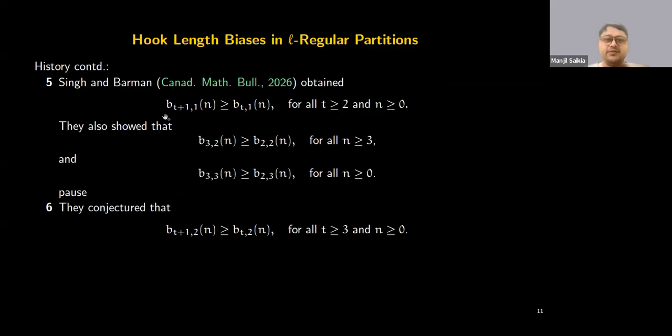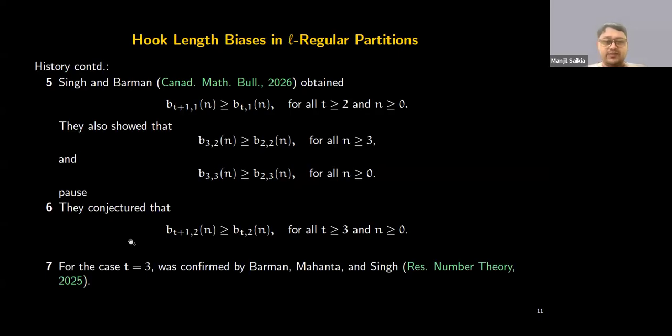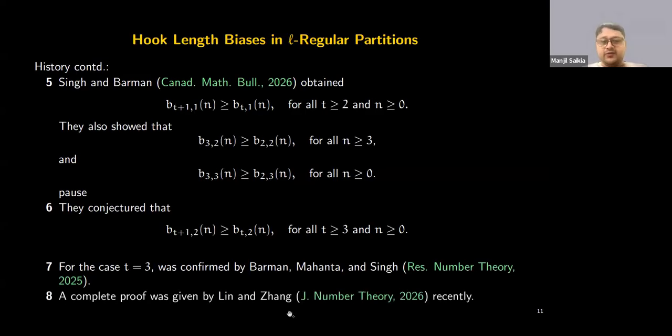Singh and Barman also obtained more general classes of formulas. For example, they looked at b_{t+1,1} and b_{t,1}, and they showed that this inequality is satisfied for all t greater than or equal to 2. They also conjectured another bias, and this was confirmed for the case t equal to 3 by Singh, Barman, and Mahanta. A complete proof was given again very recently by Lin and Zhang. So this is a very fast-moving area in partitions, and the main impetus was given by the work of Singh and Barman, when they looked at hook length biases of T-regular partitions.